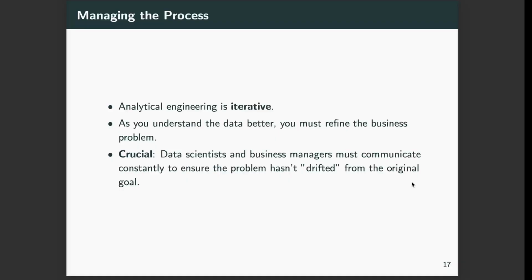As you start working with the data, you discover things you did not know at the outset. You discover that a feature you thought would be important is actually unavailable. You discover that the business process generates data with systematic biases you had not anticipated. You discover that the definition of churn used by the business team is subtly different from what the data records. As these discoveries accumulate, you must go back and refine the problem formulation. Sometimes what you discover in the data reveals that the business problem was not precisely defined in the first place.